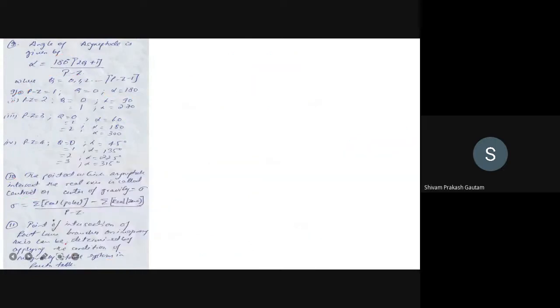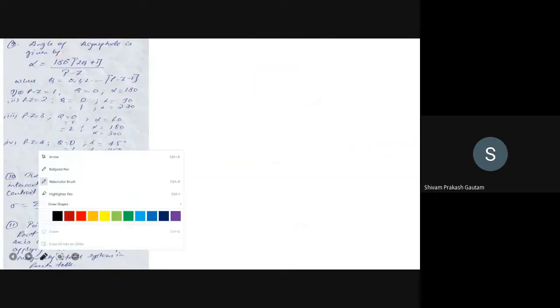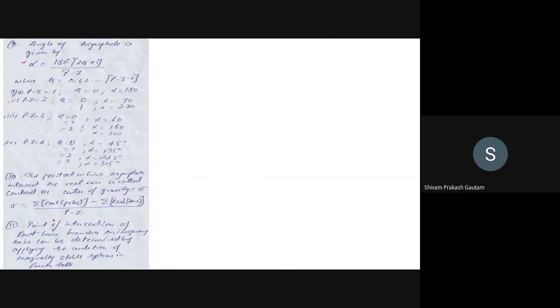You can see in here, what is an asymptote? The asymptote angle is given by alpha equal to 180 degrees times (2q plus 1) divided by (p minus z), where you have to pay attention, the value of q will be from 0, 1 up to p minus z minus 1, right? For different values of q, you can get different values of alpha as well.